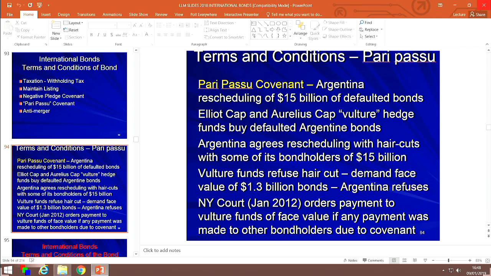That is a breach of the pari passu covenant for Argentina to have done a deal with some of the investors and paid them and not paid others. And that would be a breach of the pari passu covenant, and they froze the funds and held it until Argentina was prepared to pay the full face value of the bonds to the vulture funds. So it's a very good example of how the clause actually works.